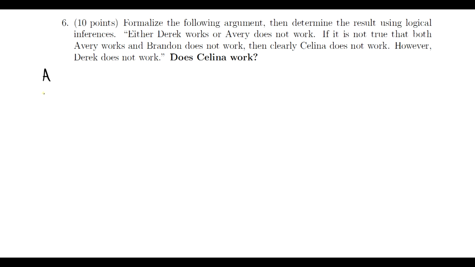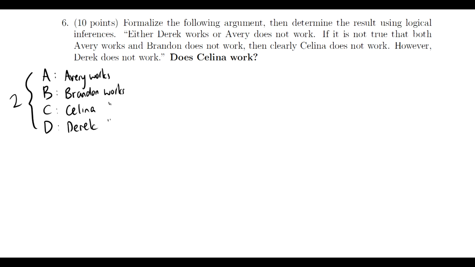So I very nicely made their names start with A, B, C, and D. So A is going to be Avery works. B is going to be Brandon works. C is going to be Selena works. And D is going to be Derek works. Okay, so this will be your first amount of points. It's either 2 or 3. I believe this is 2 points, what I have on the answer key. So that would be 2 points right there for formalizing it.